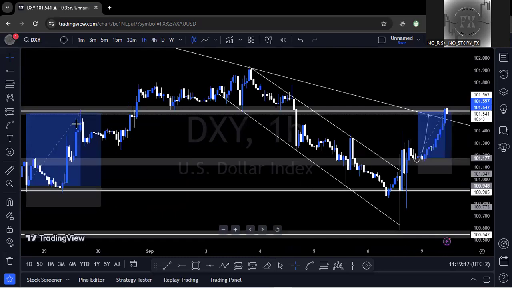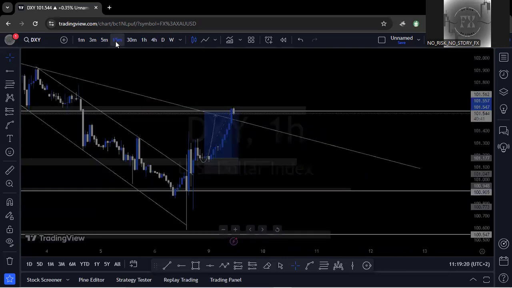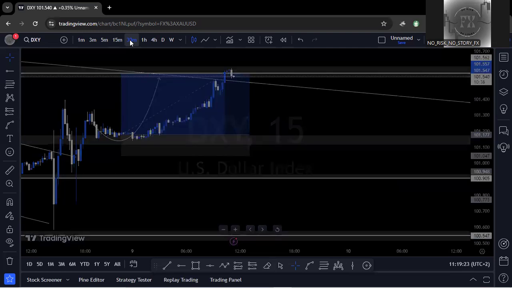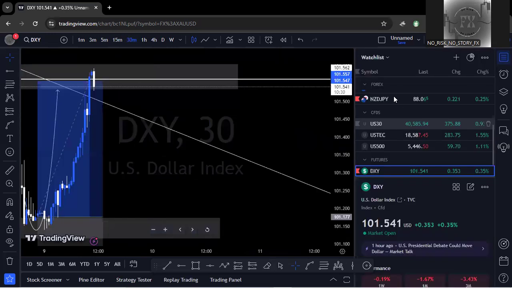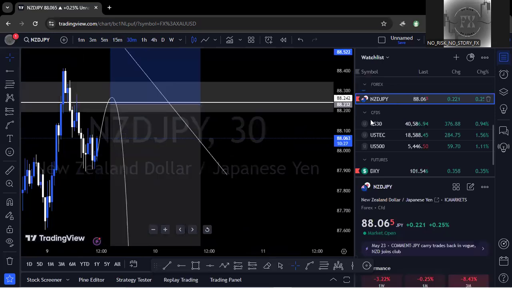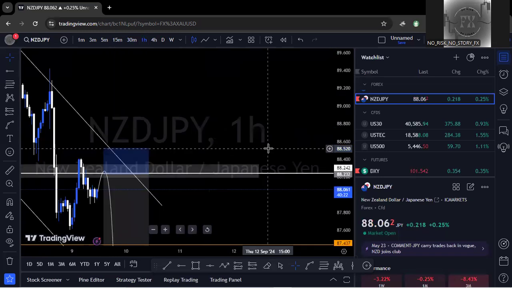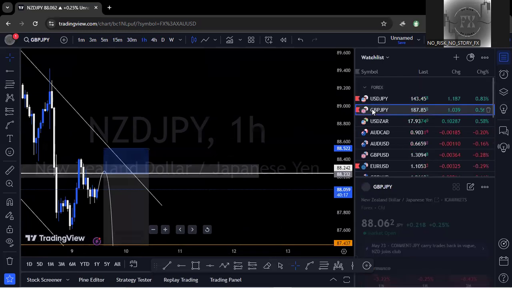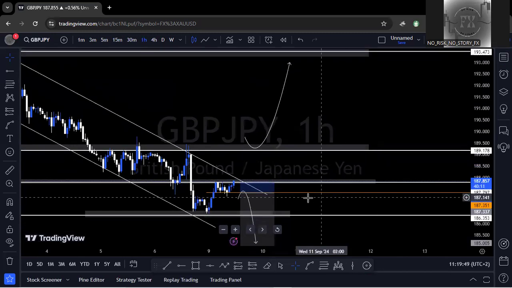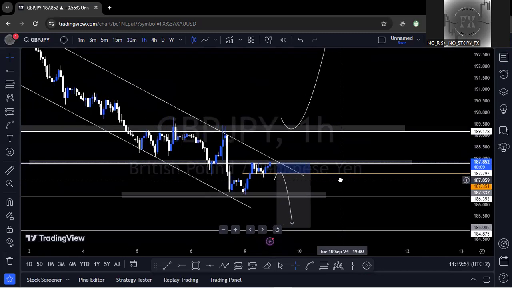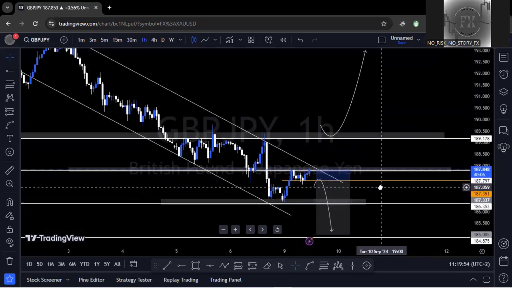So yeah, that's it. Let's check the 15. Looks like it's rejecting. So yeah, NZDJPY looks like it's coming back to give us that nice entry here. Yeah, and then GBPJPY. I think patience will pay here.